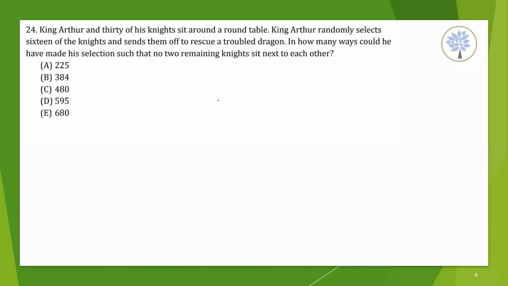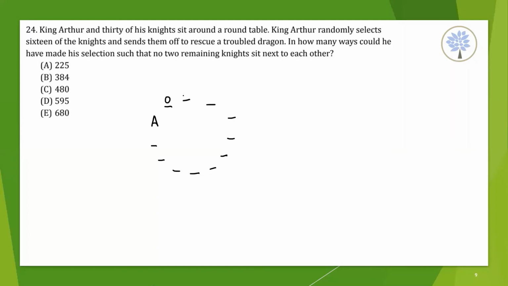Let's draw a diagram to represent the situation. So we have King Arthur, and we have 30 knights situated around the circle. There are less than 30 slots here, but let's just pretend that there are 30 slots in this diagram. And we want to choose 16 of the slots and take out the knights from those slots and send them off. So this would be equivalent to taking 14 of the knights and telling them to stay.